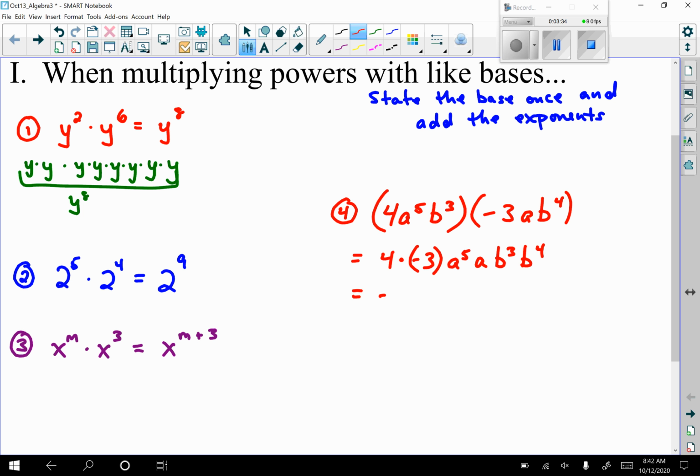So 4 times negative 3 will give me a negative 12. I'm multiplying 5 factors of a, and then really I have a to the first. So I'm going to state the base once and add the exponents, and then I'm going to get b to the 7th. So in other words, if I had to write out all of these a's and b's, I would have 6 a's multiplied together and then 7 b's multiplied together.